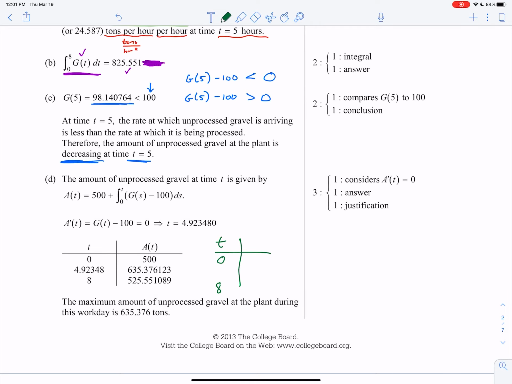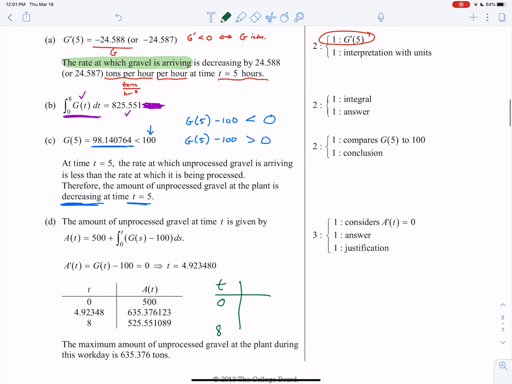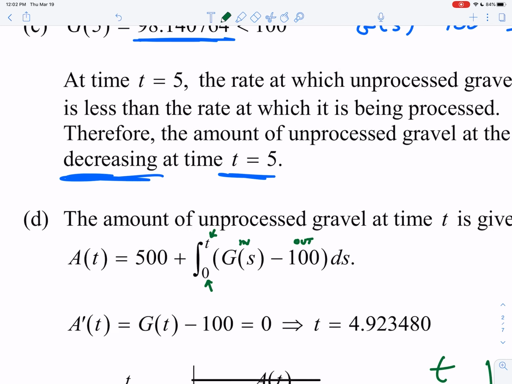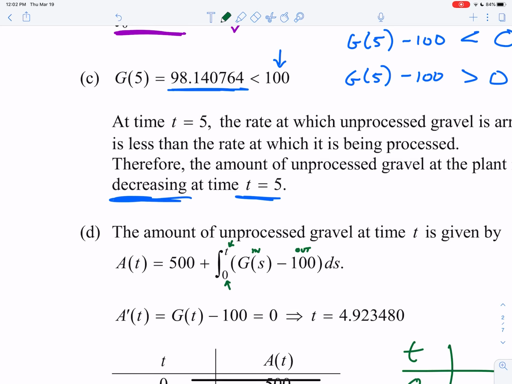Now, to set it up, for the amount of unprocessed gravel, you're going to go from 0 all the way up to some specific time. And you're going to integrate the rate that goes in and the rate that goes out. If you're trying to figure out the amount of unprocessed gravel, this is just how much has accumulated, but you have to consider what you started out with. So at time 0, if you read the problem, it tells you that the plant already has 500 tons to begin with. So this is pretty much how we come up with this equation here.